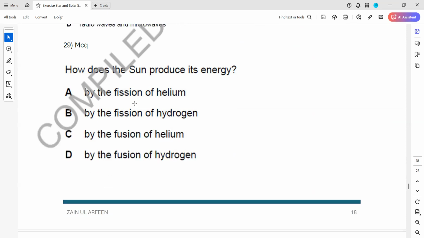How does the sun produce its energy? It's not by fission, it's by fusion, and it's fusion of D. Yeah, so it's D, by the low mass star, because the low mass star undergoes hydrogen fusion.